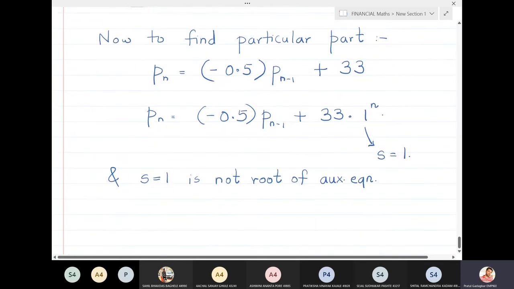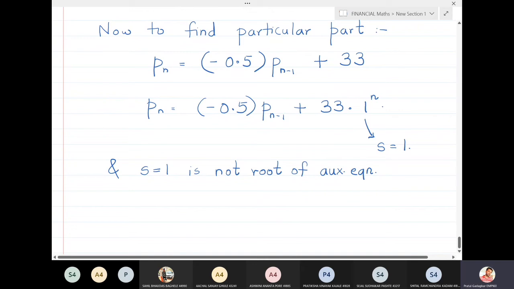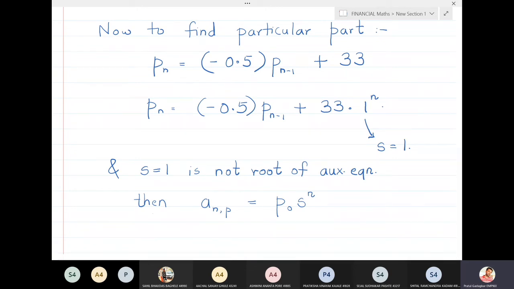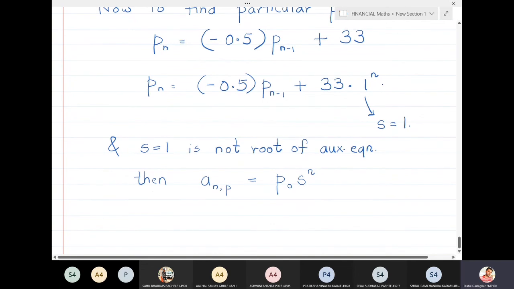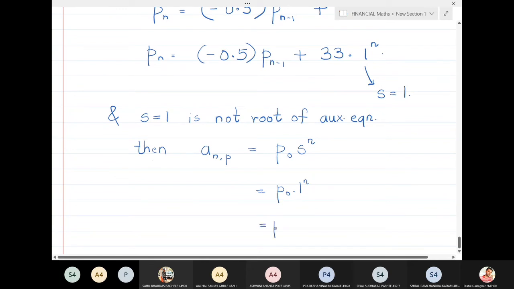So there are two cases to find a particular solution: if s is the root of the auxiliary equation, and if s is not the root of the auxiliary equation. If s is not the root of the auxiliary equation, then the particular solution is given by P naught s raised to n. You can find this in the method of solving recurrence relations; just revise those methods. But s is 1, so this is P naught into 1 raised to n, which is P naught. So PnP is just P naught.